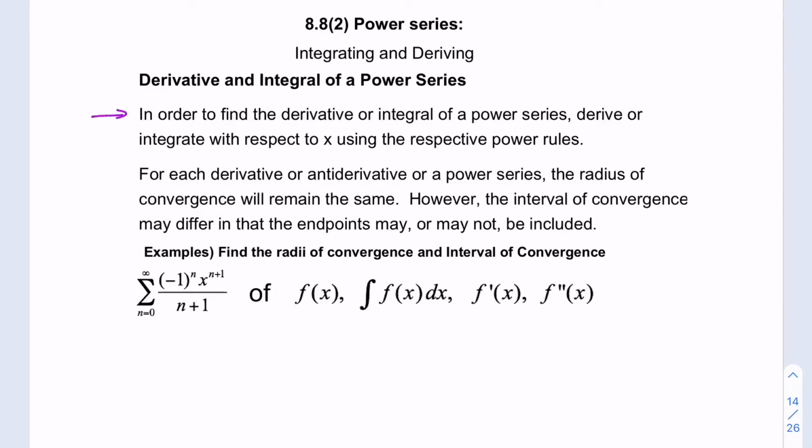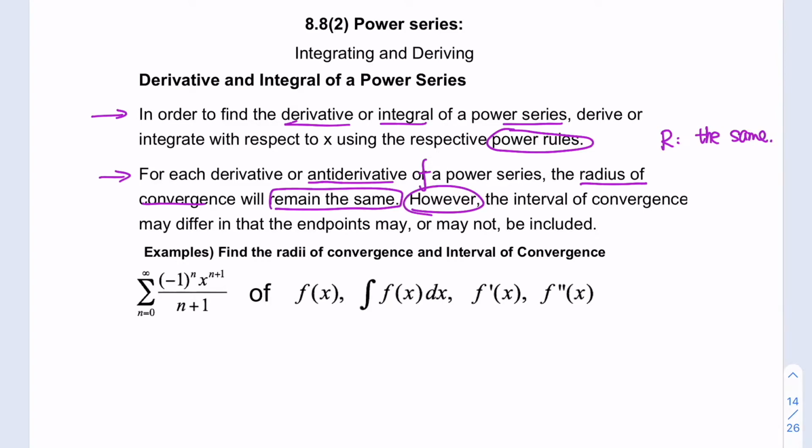In order to find the derivative or integral of a power series, derivative or integral with respect to x, we use the respective power rules. And for each derivative or antiderivative of a power series, the radius of convergence will stay the same. So r stays the same for all the derivatives and antiderivatives.